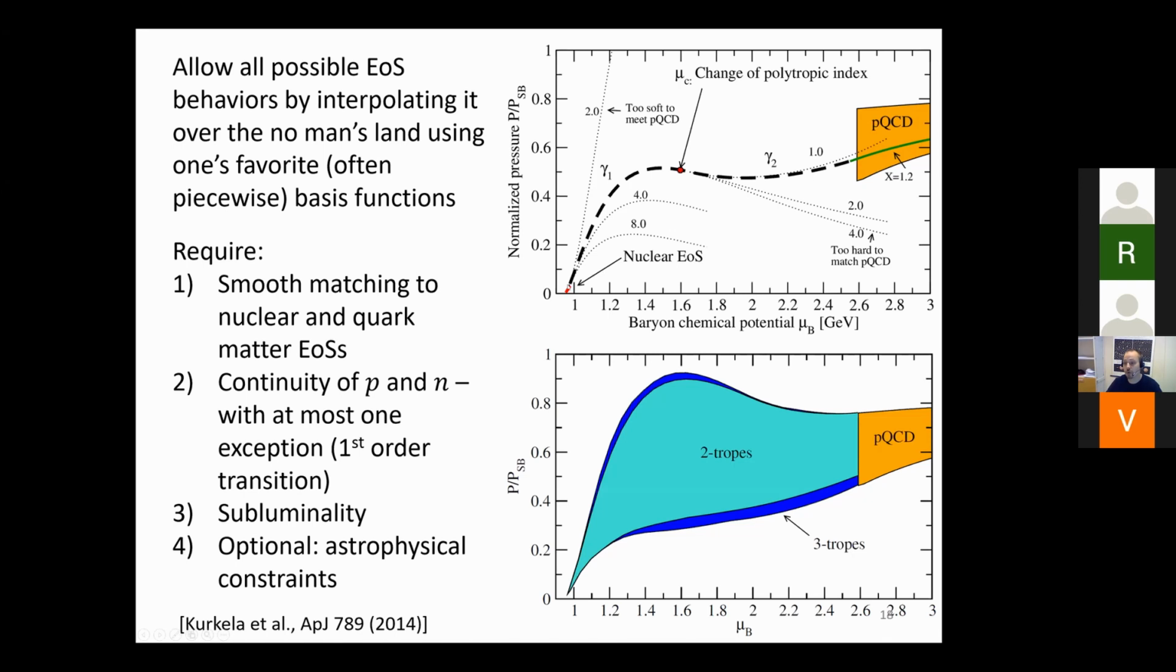So first of all, we of course require that our interpolating functions smoothly connect to the low density and the high density limits, because we do not expect physical phase transitions at these points. Then we demand that the pressure and number density are both continuous functions. The number density is allowed to jump in exactly one point, which would correspond to a first order phase transition. We also require that the speed of sound remains below 1, and optionally, once we have generated large ensembles of viable neutron-star-matter equations of state, we can then use astrophysical constraints to discriminate between individual EOSs.